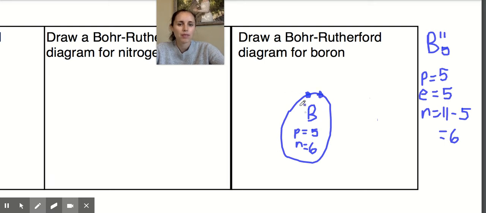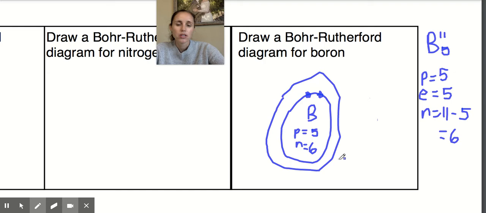Now this energy level is full, so I'm going to place another shell. Now remember, I'm trying to place 5 electrons. I've already placed 2, so what's left is 3. So I'm going to start at the top, 1, I'm going to go to the side, 2, and I'm going to go to the bottom, 3. So that's how you draw Bohr-Rutherford diagrams.